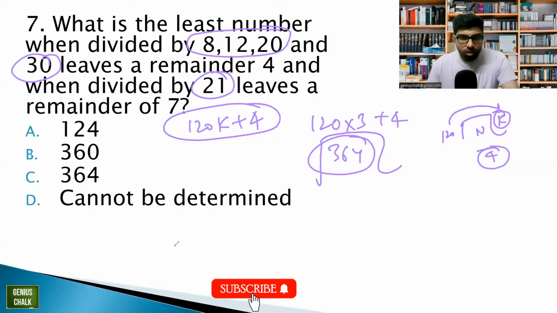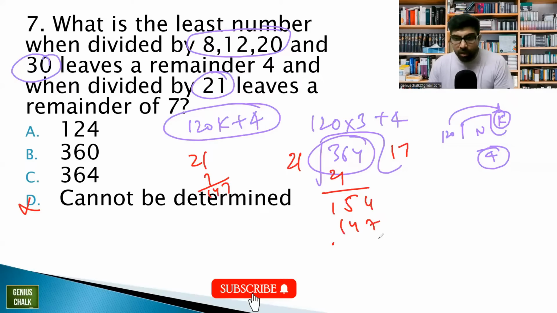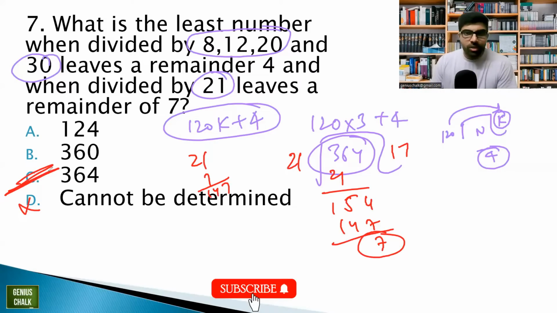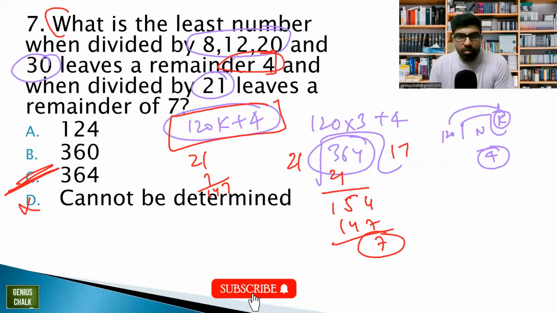Now divide 364 by 21, as this is in the options as well. Cannot be determined cannot be the answer. So divide by 21, 21 ones are 21. This becomes 5, 154. Now how much is left? This is 154, 21 sevens are 147. So yes, 147. Here I have got remainder of 7. So this is my answer. So after you find the LCM, you have added the number. But because 124 is not the answer, we have to pick the value of k as 1, 2, 3, and so on. After putting 3, we have got our answer.